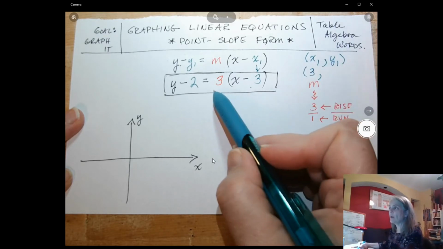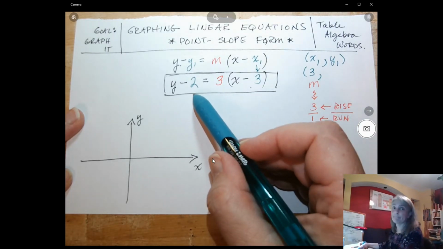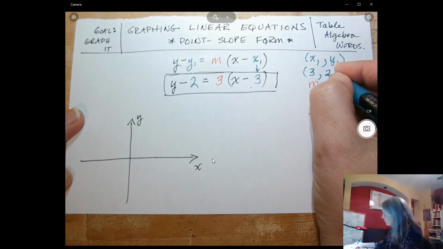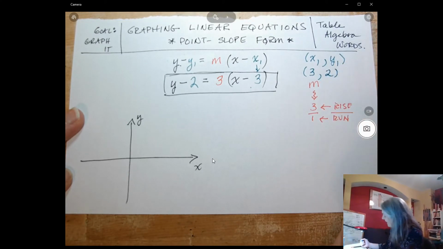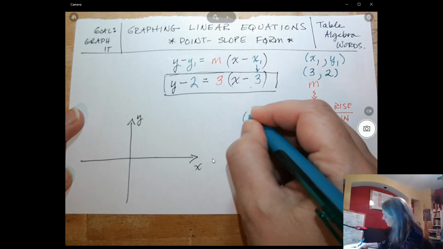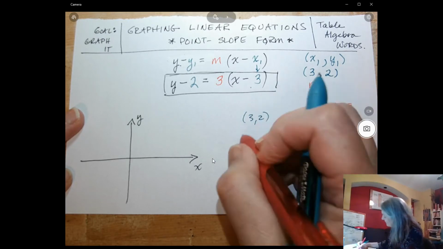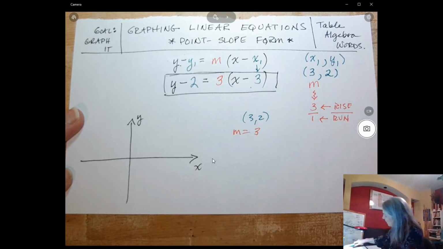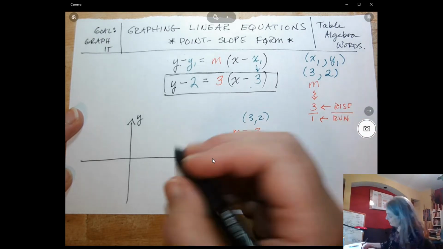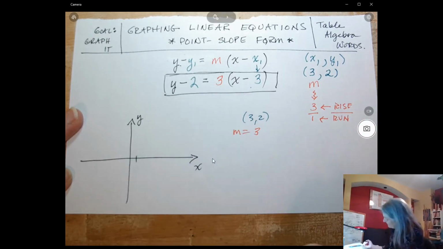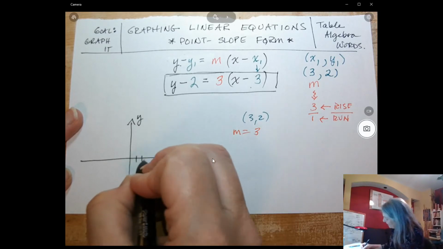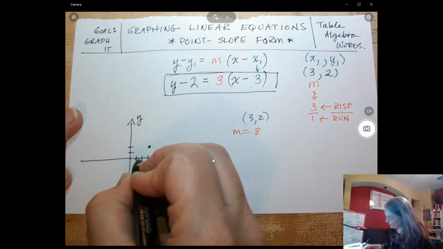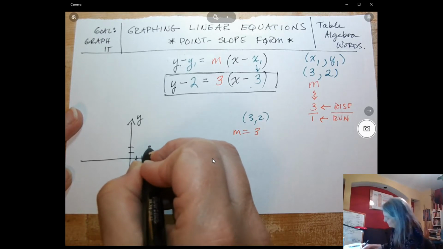And then our y1, what do you think it's going to be? Yeah, our y1 is actually going to be the number 2. So we now have two things. We have the point 3, 2, and we have the slope, which is 3. So we can go onto our homemade graph paper, and we can plot the point 3, 2, which is right up here. We go over 3 from the origin, 1, 2, 3, and we go up 2, 1, 2, right?